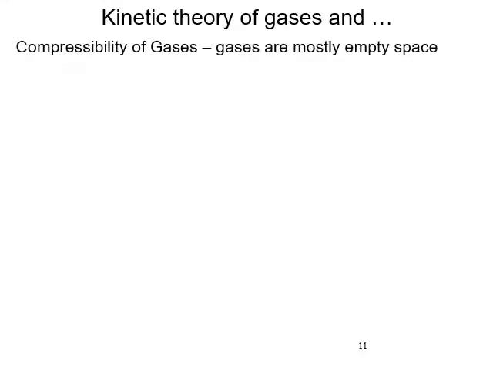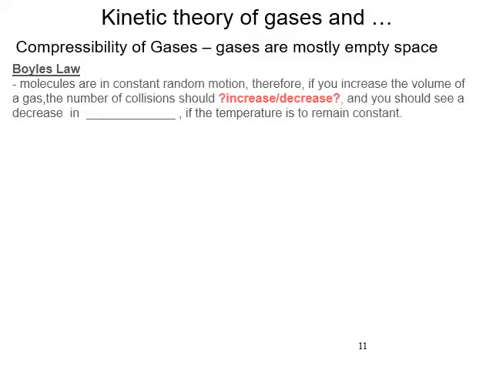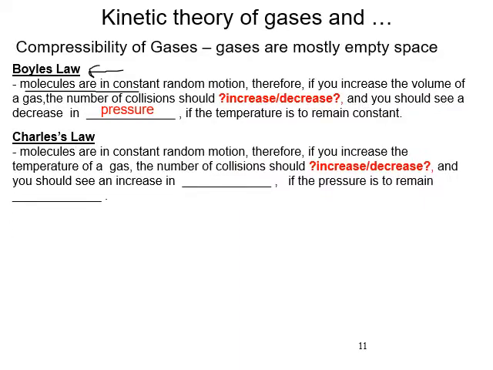So as far as compressibility, the kinetic theory makes sense because gases are mostly empty space, and that's why they are so compressible. As far as Boyle's law is concerned, since molecules are in constant motion, if you increase the volume, the number of collisions should decrease, and you should see a decrease in pressure if the temperature is to remain constant, because if it didn't, the temperature would increase.